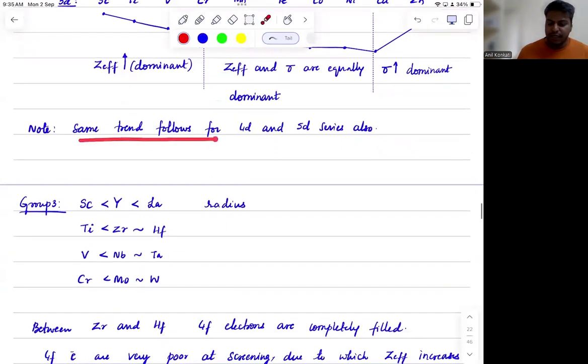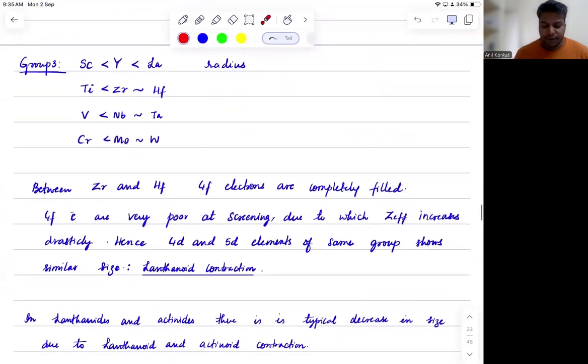A similar trend is followed for the 4d and 5d series also. Now this is important: going down the group, scandium is less than yttrium, less than lanthanum. But that is not the case for titanium, vanadium, chromium, and so on. Because zirconium and hafnium will have almost the same size. Niobium and tantalum, molybdenum and tungsten, in all these cases the size would be the same.